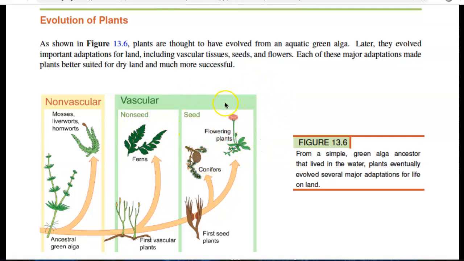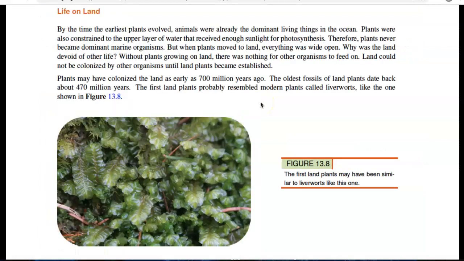Flowering plants are by far the most successful plants on land. And what does that mean? That means there are more species of them than any other. So read about life on land, how plants evolved.